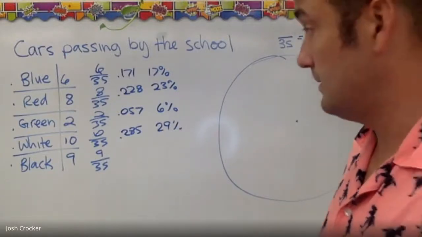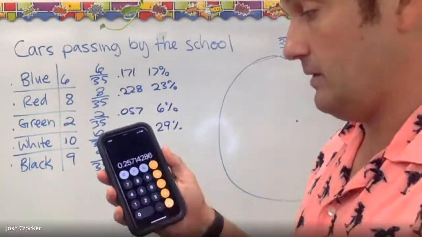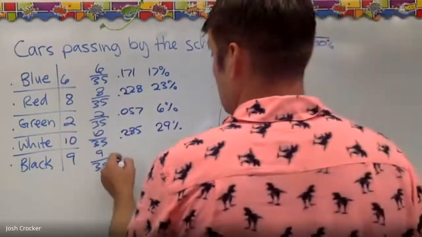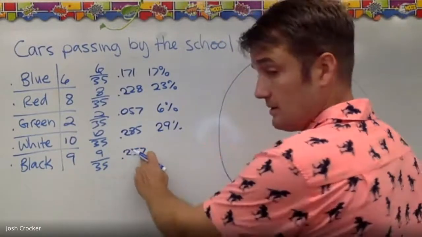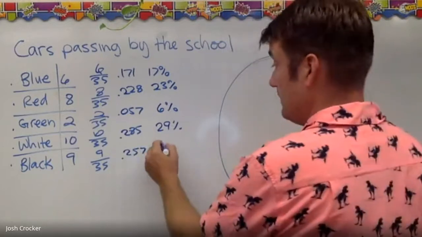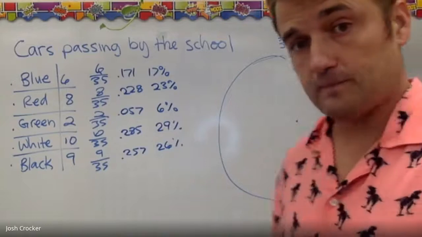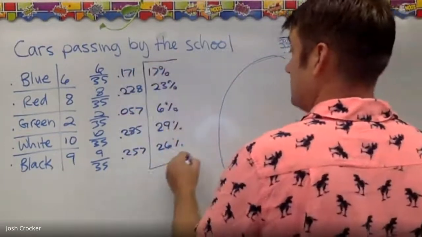Last one, 9 out of 35. 9 divided by 35 is 0.257. The 7 rounds the 5 up. 26%. Okay, so now I'm looking at these numbers.